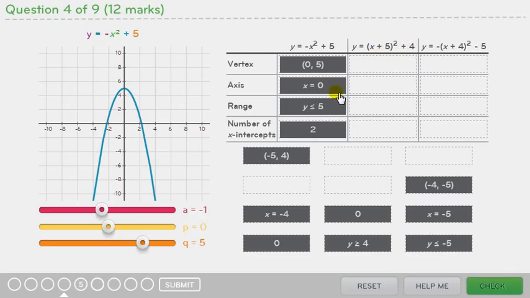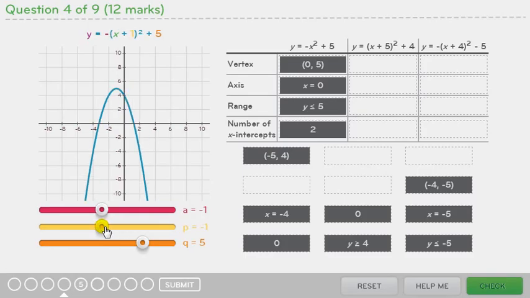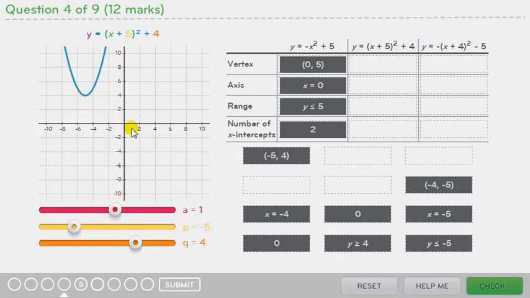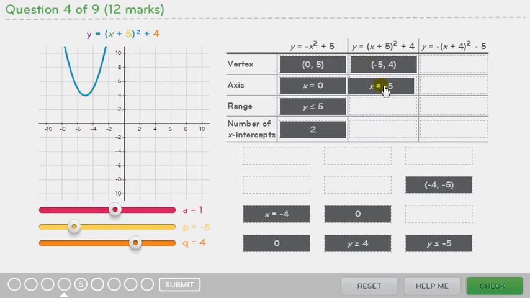We have a p value of negative 5, a q value of positive 4, and our a value is positive 1. So we have a parabola that opens up with a vertex at (negative 5, 4). The axis of symmetry is always through the x value of the vertex, so x equals negative 5. Because this graph opens up, we have a minimum value. That minimum value occurs right here when y equals 4, so y must be greater than or equal to 4.